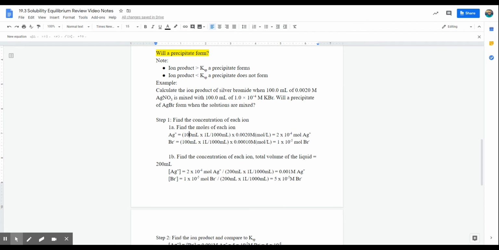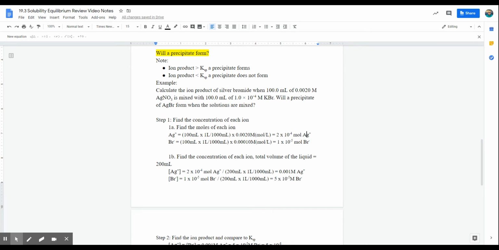So that is 100 divided by 1,000 milliliters, or you multiply by 1 liter over 1,000 milliliters. Either way, this in the parentheses will give you 0.1 liters. All right, then you multiply that by the molarity, and what will happen is the liters here will cancel with the liters here. The milliliters here will cancel with the milliliters here, and you will get the number of moles of silver. Why do we need to do this? Well, the solution is 200 milliliters, and we need to figure out how much of our product forms in moles first, and then find the molarity of that within the product.